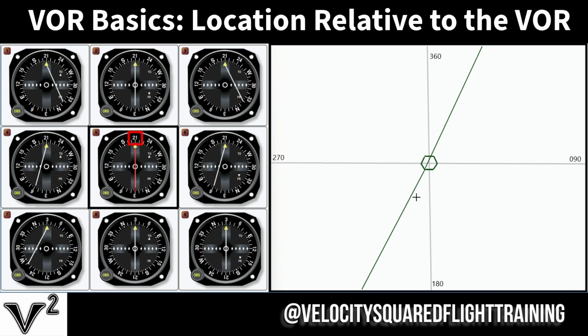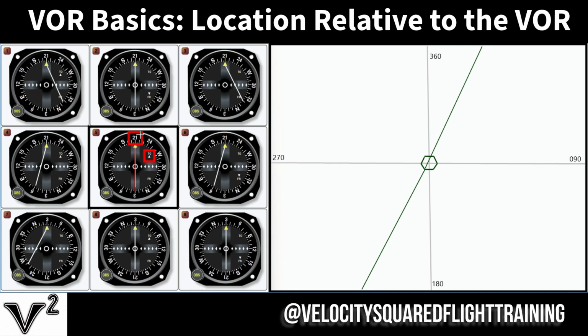We're either over here or we're over here, right? So because we're on the 210 radial and we're to the VOR, you can see that I can figure that out because we have a TO flag. If it had a FROM, it would look like this one down here, but we don't have that one. So we have a TO on this one. So what does a TO mean? That means you're heading to the VOR.